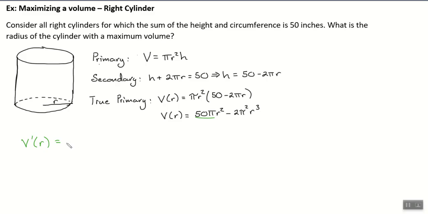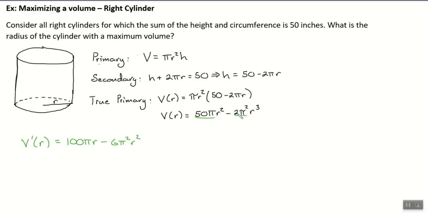So 50 pi times 2r is 100 pi r. This 2 pi squared is a constant, with this 3r squared. So it looks like it's going to be minus 6 pi squared r squared. Okay. These are just constants.